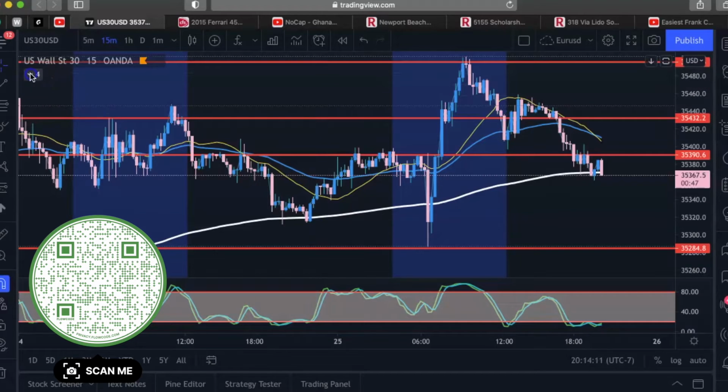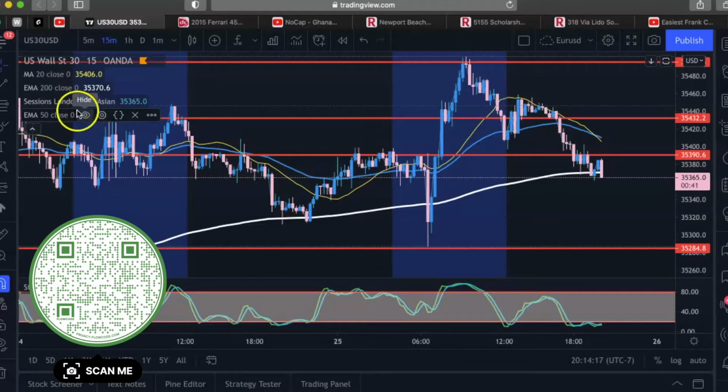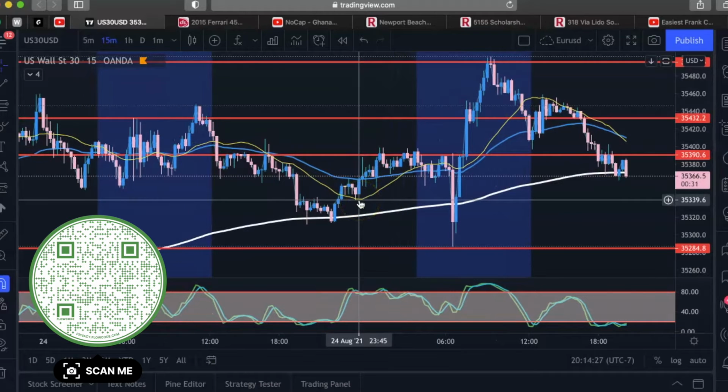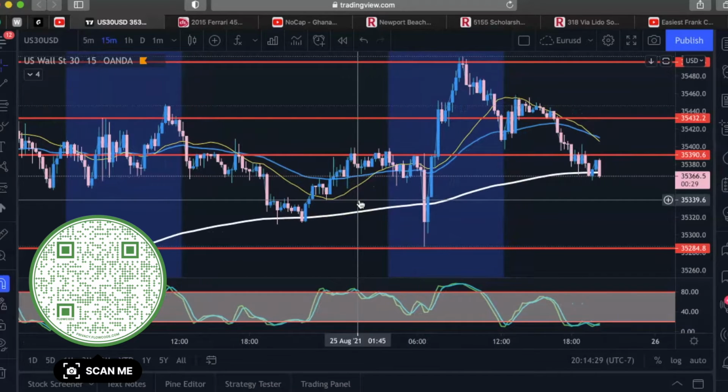Really the 20 MA and the 50 EMA work very good together. I like the EMA because it's a lot smoother than the MA, but for the MA I like to use a 20. So the next indicator is the 200 EMA. A lot of the time when I'm trading, I will use the 200 EMA as a take profit, believe it or not.